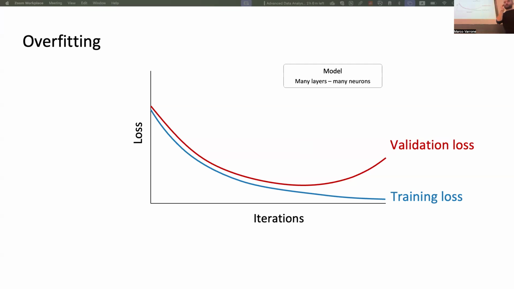Because if the model is too big, the more it learns, the more it's going to memorize only the training data, not generalizing. So whenever you see this pattern, that the training loss goes down, but the validation loss after some point starts to go up, it means that your model is too complex. Again, not only in neural networks, but in general.